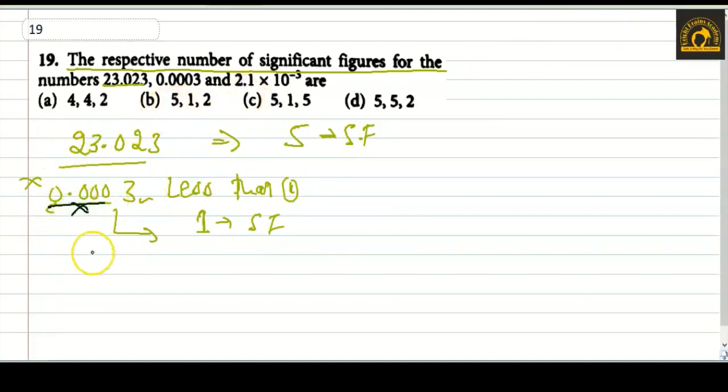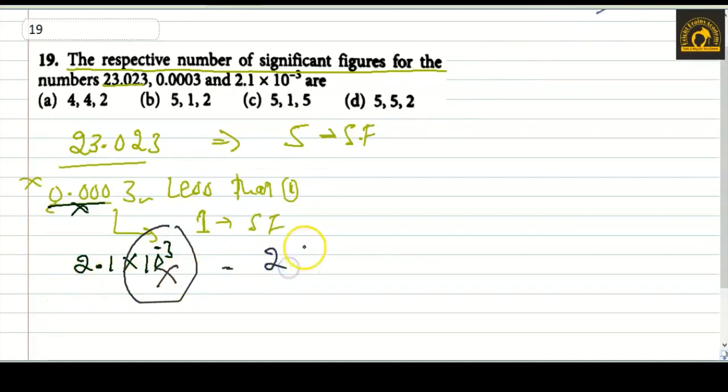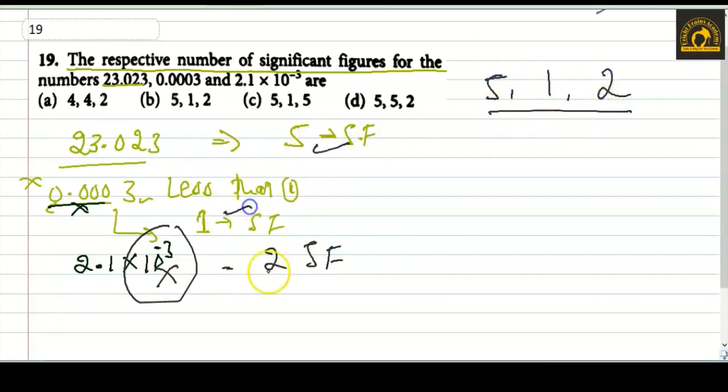Then the third one, 22.1 into 10 to the power of minus 3. In this, the 10 to the power of minus 3 is not a significant figure, only 2 significant figures. So the answer is 5, 1, 2. These 5, 1, 2 are the significant figures. That is option B, the correct answer.